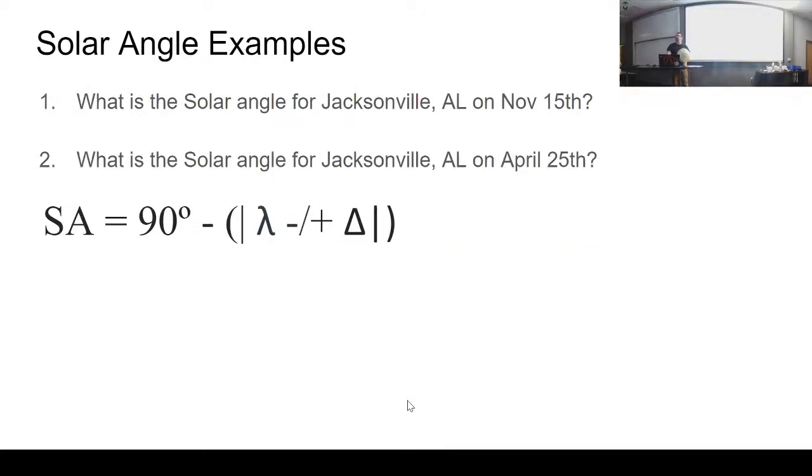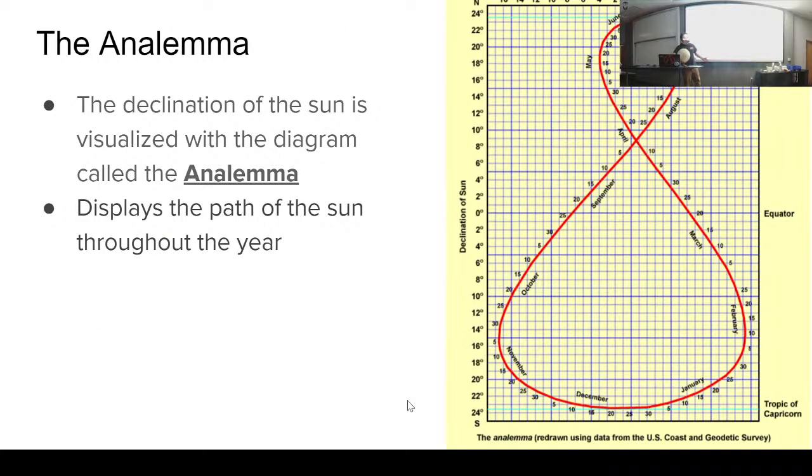All right, so let's move forward. I think there are some examples of this. So, yes, we have some solar angle examples. What is the solar angle for Jacksonville, Alabama on November 15th? Well, let's take this backwards. You know that we have Jacksonville's location, which is 34 degrees, right? But then we have to go to the analemma and say, well, on November 15th, where are we? Again, you guys are probably going to get tired of this, but we're going to keep going back to it. November 15th, you find it, and you see that it is somewhere down towards the bottom of the analemma, about 19 degrees.